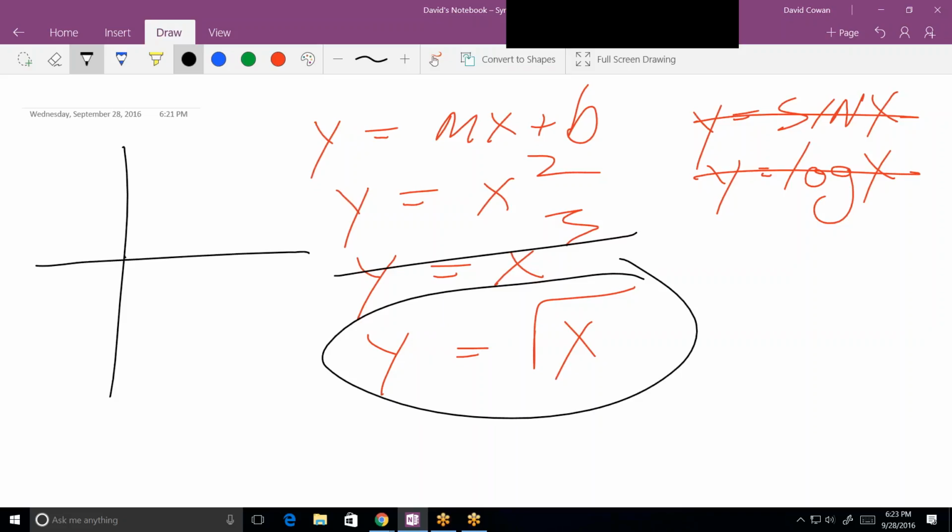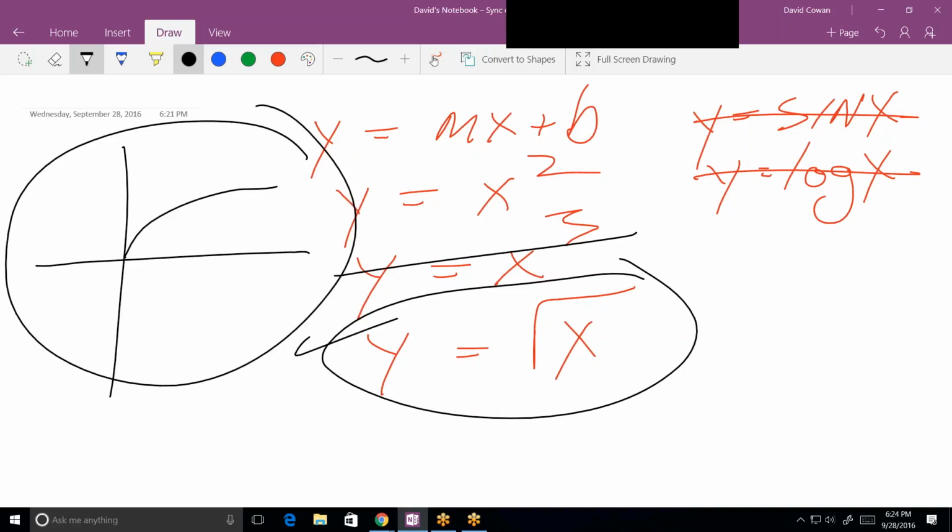Square root of x looks like that. In other words, x has to be positive only. You can't take the square root of a negative number. And y is always going to be positive because the square root of a positive number is always a positive number. So the graph of this equation looks like this. It doesn't go to the left of the y-axis and it doesn't go below the x-axis because x can never be negative and y can never be negative. So that graph looks exactly like that.